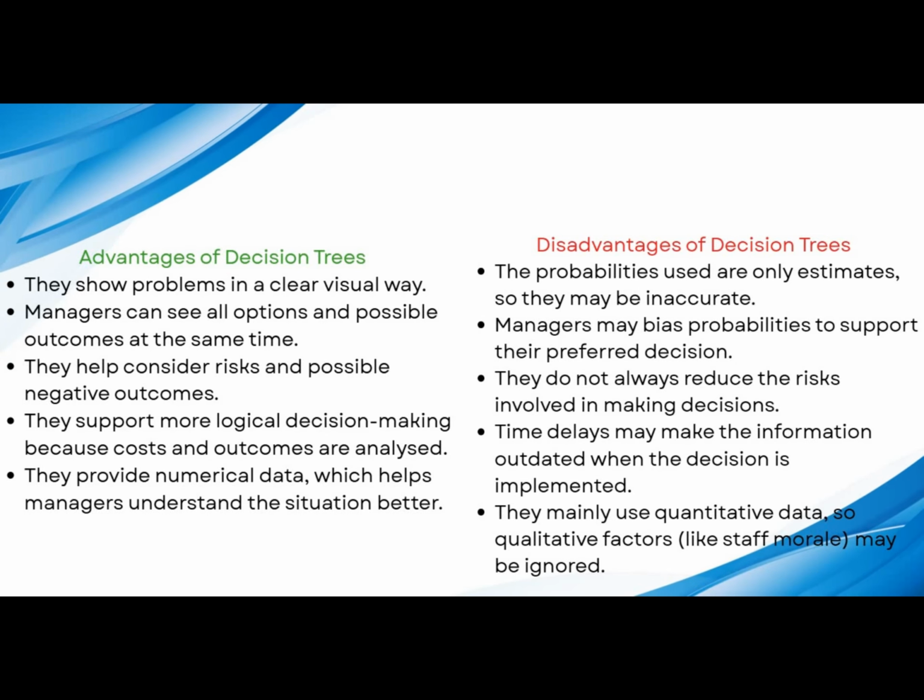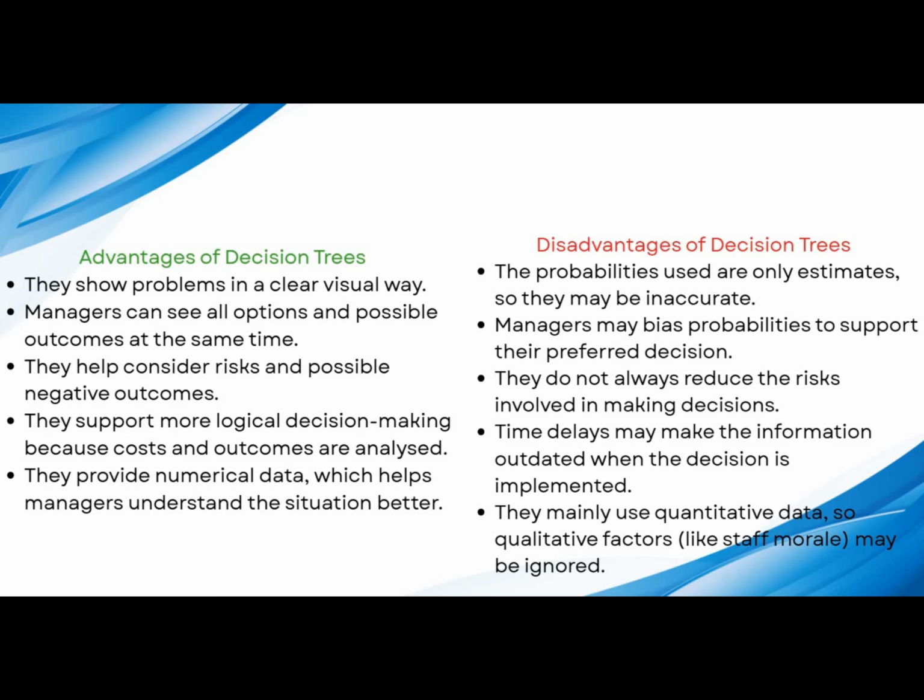Now let's talk about the advantages and disadvantages of decision trees. The advantage of decision trees is that they show problems in a clear visual way. Managers can see all options and possible outcomes at the same time. They help consider risk and possible negative outcomes. They support more logical decision making because costs and outcomes are analyzed. They provide numerical data which helps managers understand the situation better.